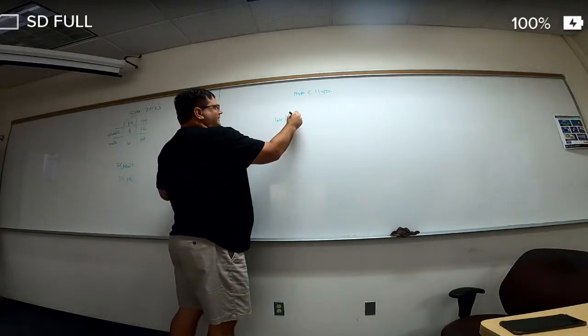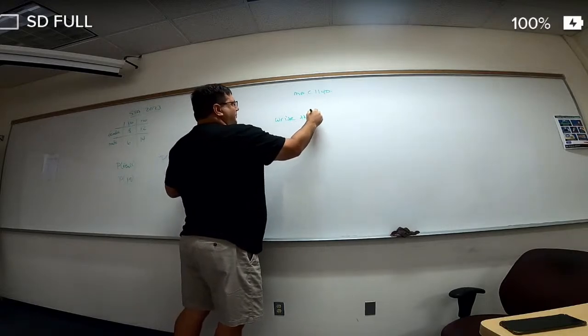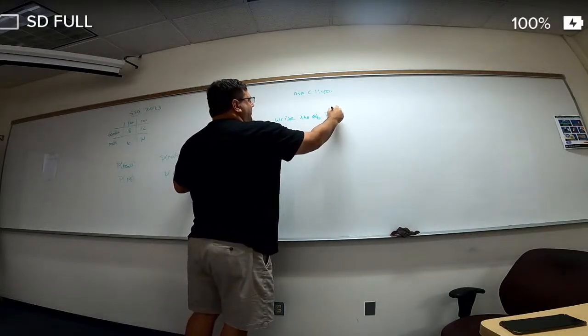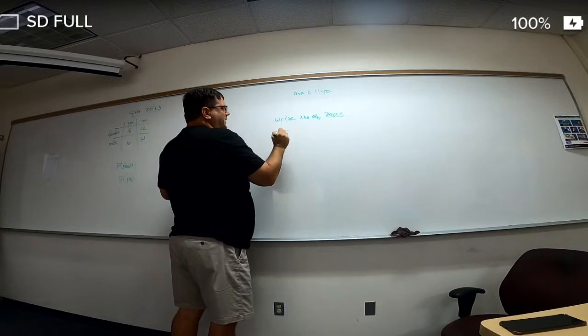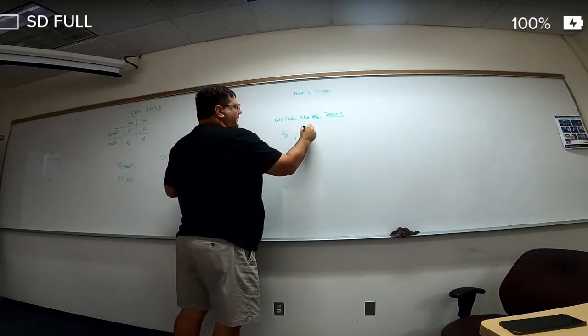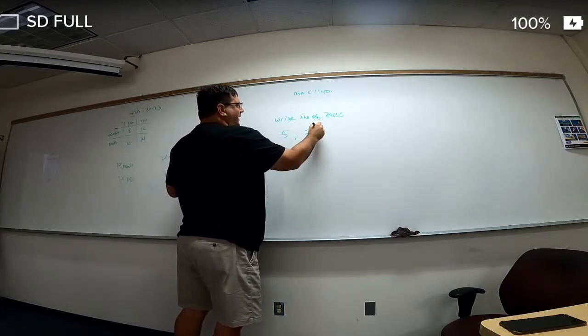Write the equation with the zeros, 5 and 2 plus i.